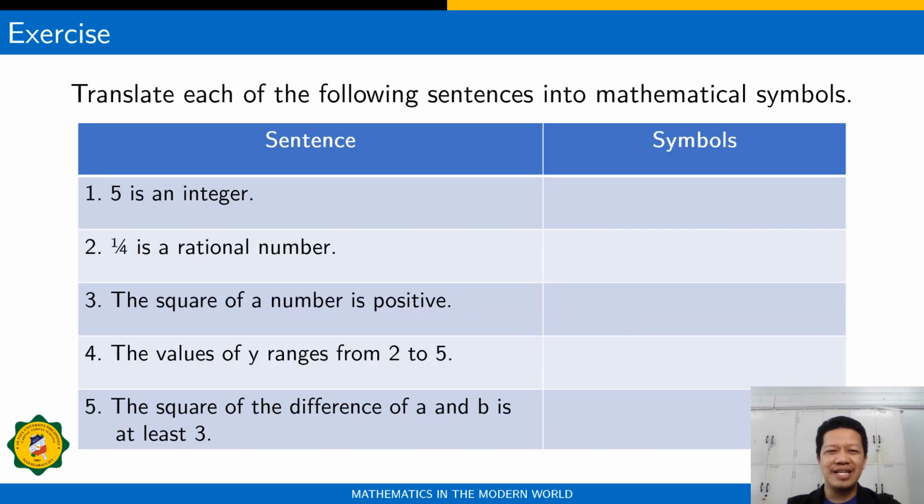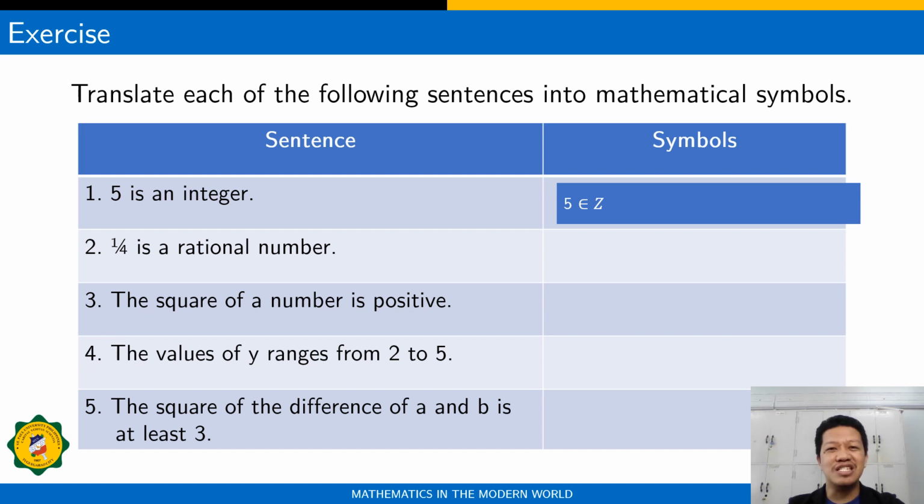Try this one. Translate each of the following sentences into mathematical symbols. 5 is an integer. So how do we represent the set of integers? Isn't it letter Z? "Is" means this 5 belongs to the set Z. So we use that symbol which is like a letter E. So we can write it as 5 is an element of the set of integers.